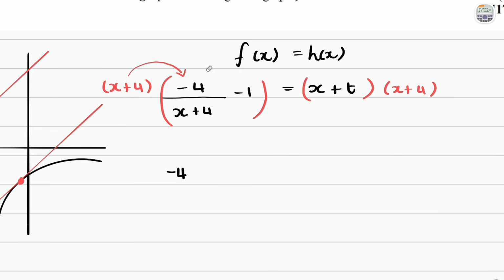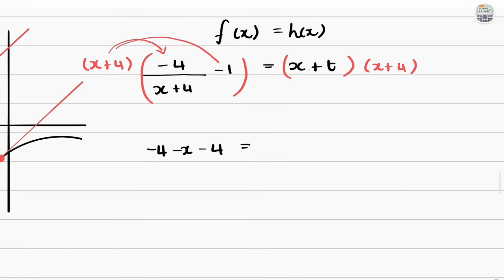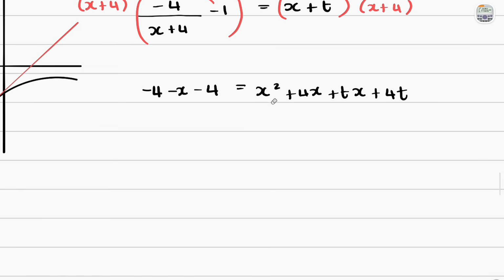And then x plus 4 multiplied by negative 1. And you see that it's multiplying to one term. So x times negative 1 gives us negative x. And 4 times negative 1 is negative 4, is equal to, and then these will distribute. So x times x is x squared, and then x times 4 is positive 4x, then that is positive tx, and then positive 4t. Okay, so x squared is already positive on this side, so we might as well transpose these over to the right hand side.